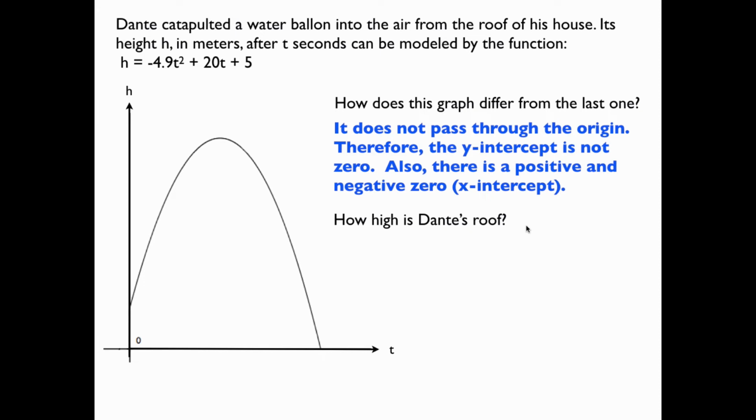All right, so nothing is said about Dante's roof other than the fact that he catapulted a water balloon into the air from the roof. So how are we going to figure out how high Dante's roof is?